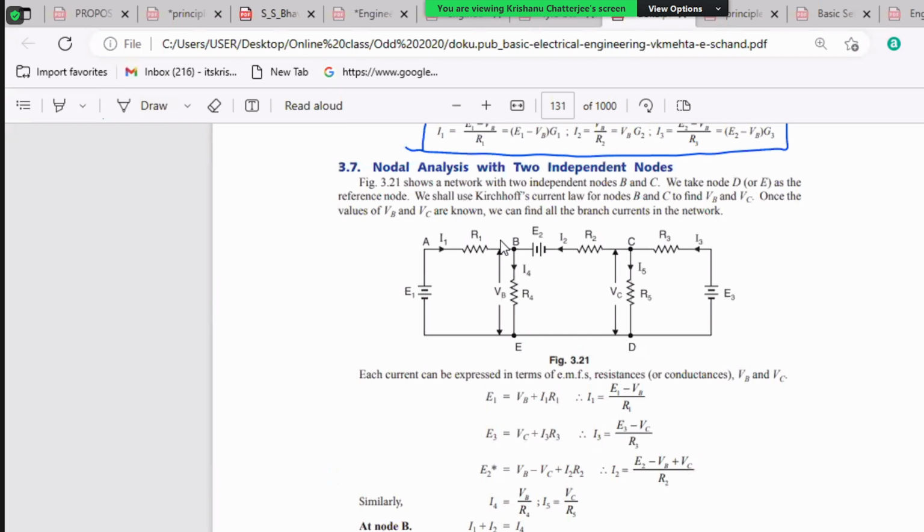Now we see two independent nodes. 1/R equals to what did you write? G, conductance.